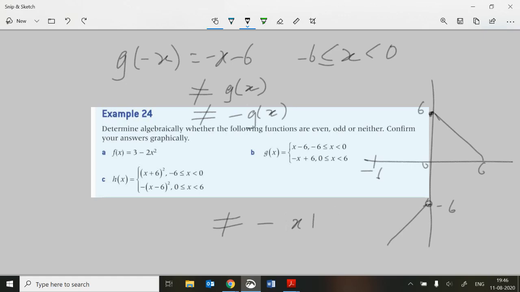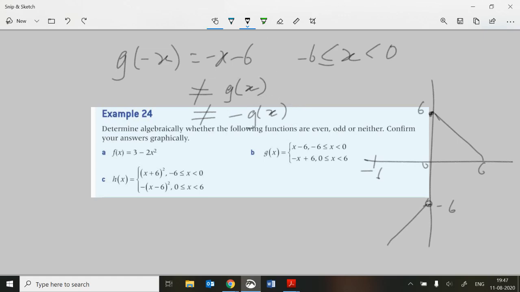Okay, now that's pretty tricky, I think. It's tricky because we've got the function split into two, but essentially just take g of minus x or f of minus x, substitute that into one of the parts, and see if you're getting out either g of x or minus g of x. And you can see that that's not the case here.